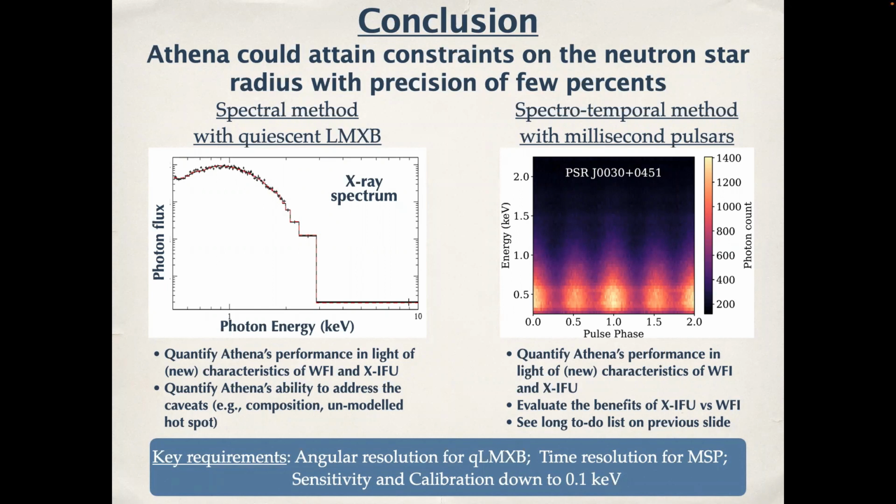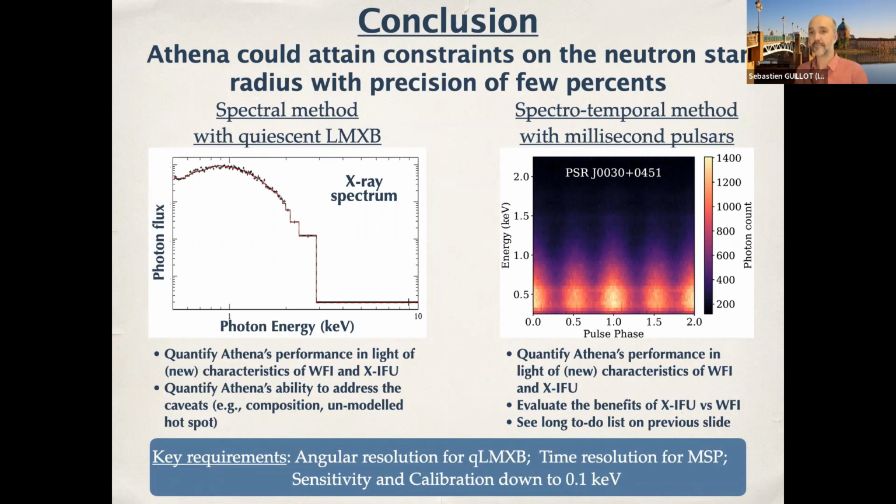I was wondering if we could have some quiescent LMXBs in the field. It would be really interesting for Athena, because probably the X-ray field is much less crowded compared to globular clusters, so it would be pretty interesting for the spatial resolution of Athena.